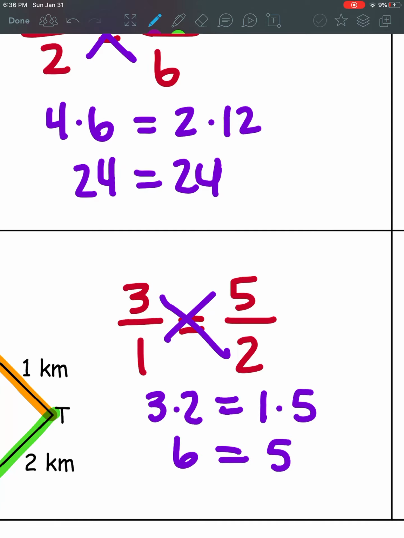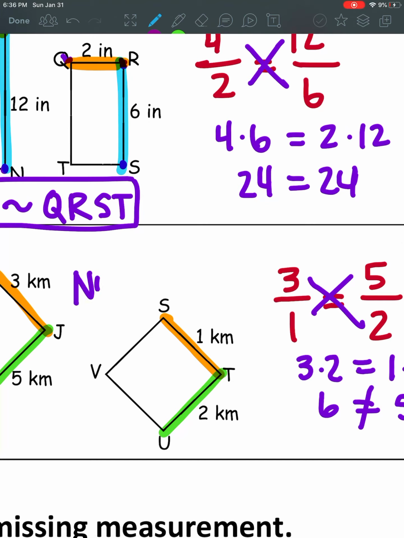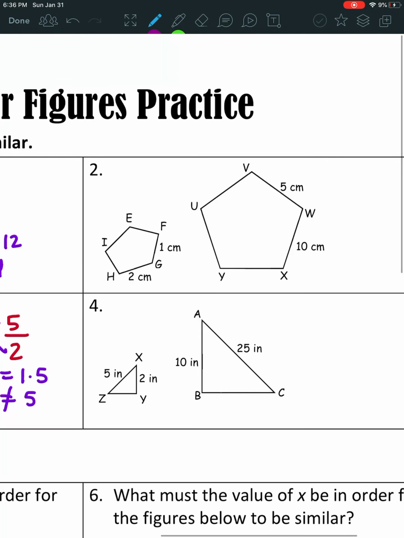So 3 times 2 is one diagonal. Doesn't matter which diagonal comes first. So is 6 equal to 5? That is a false statement. These are not similar.